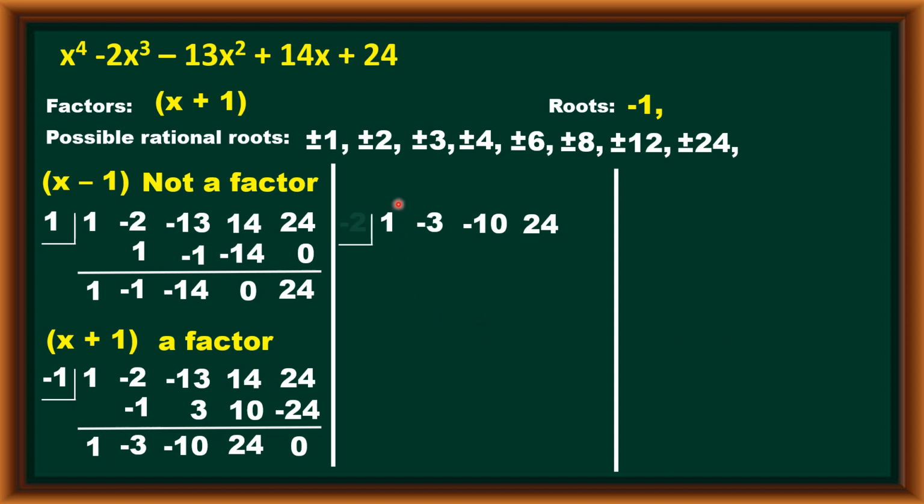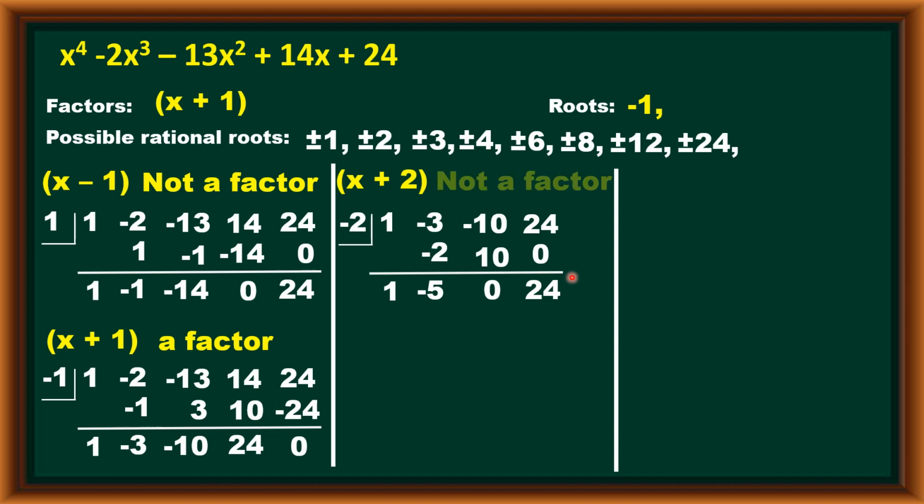Tapos, try ulit tayo ng isa pang divisor. Let us have negative 2 yung nasa labas. So, ibig sabihin ang ating pang-divide ay x plus 2. So, let's see. Bring down 1. Times negative 2 is negative 2. Add negative 5. Times negative 2 is positive 10. 10 minus 10 is 0. Times negative 2 is 0. So, 24 plus 0 is 24. So, hindi siya naging 0. Ibig sabihin, hindi siya factor. Yung x plus 2 is not a factor.